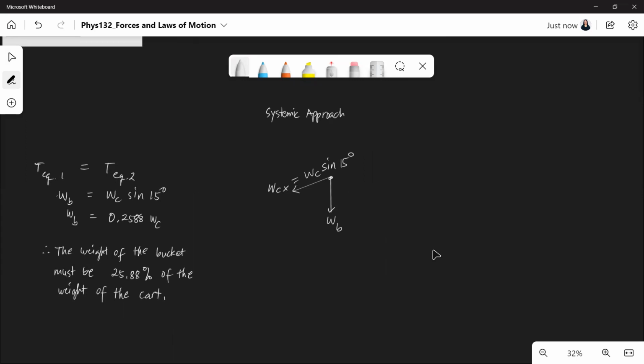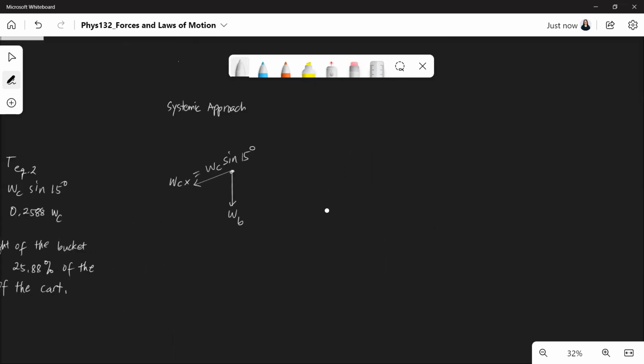So basically, what pulls the cart is the weight of the bucket. So using the systemic approach, these two are equal in magnitude. So this is not a free body diagram. I'm just showing the directions of the forces, the gravitational forces or the weights of the two objects.